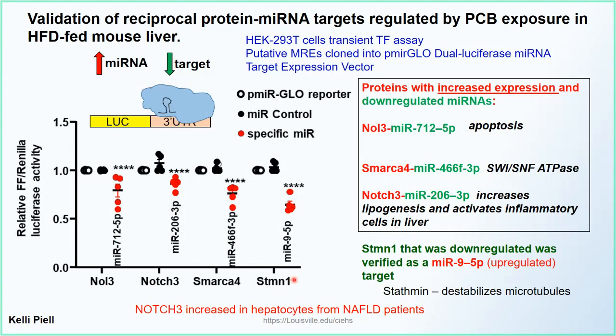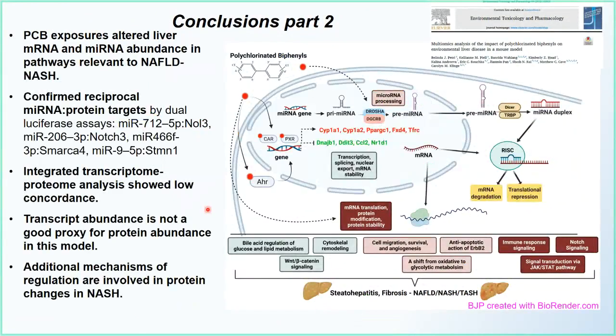Now, on the other hand, STMN1 was actually downregulated, and we saw an increase in miR-9P, but we've identified this reciprocal relationship that miR-9P is able to inhibit luciferase activity from the microRNA element that was identified in the STMN1 3' UTR. And this is actually the protein Stathmin that destabilizes microtubules. And that might be part of the ballooning that is seen in NASH. So this work has been published in Environmental Toxicology and Pharmacology last year.